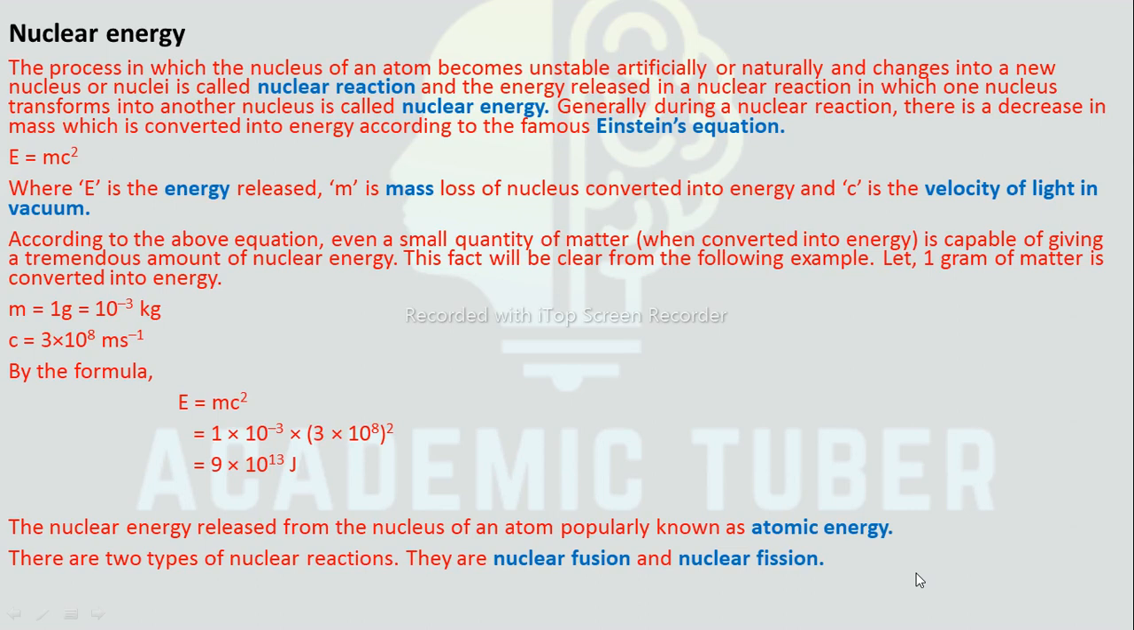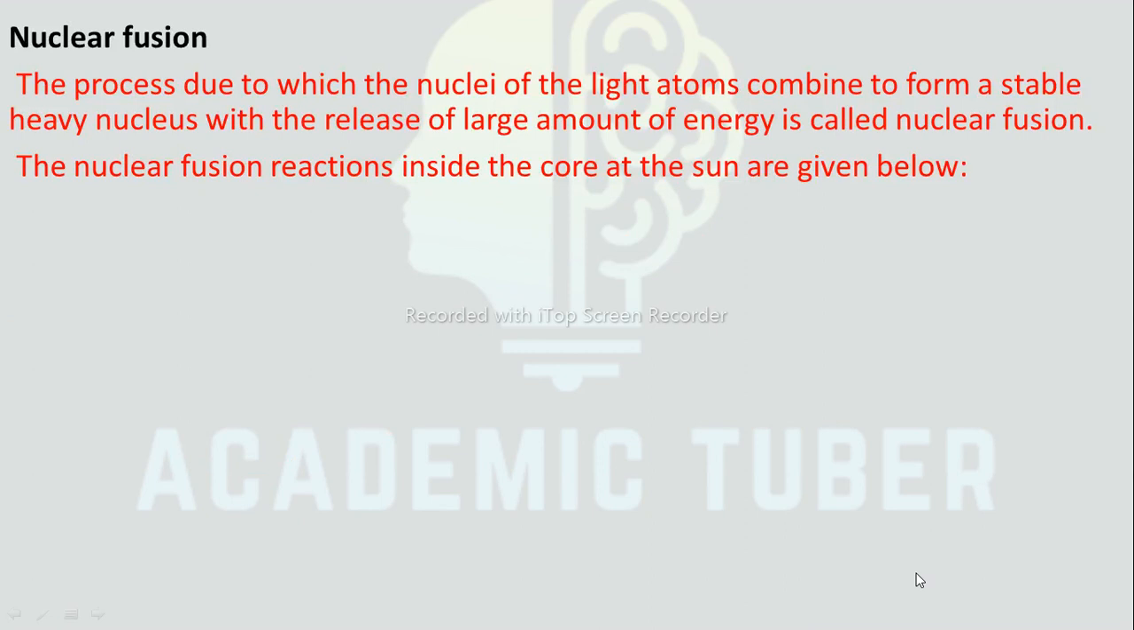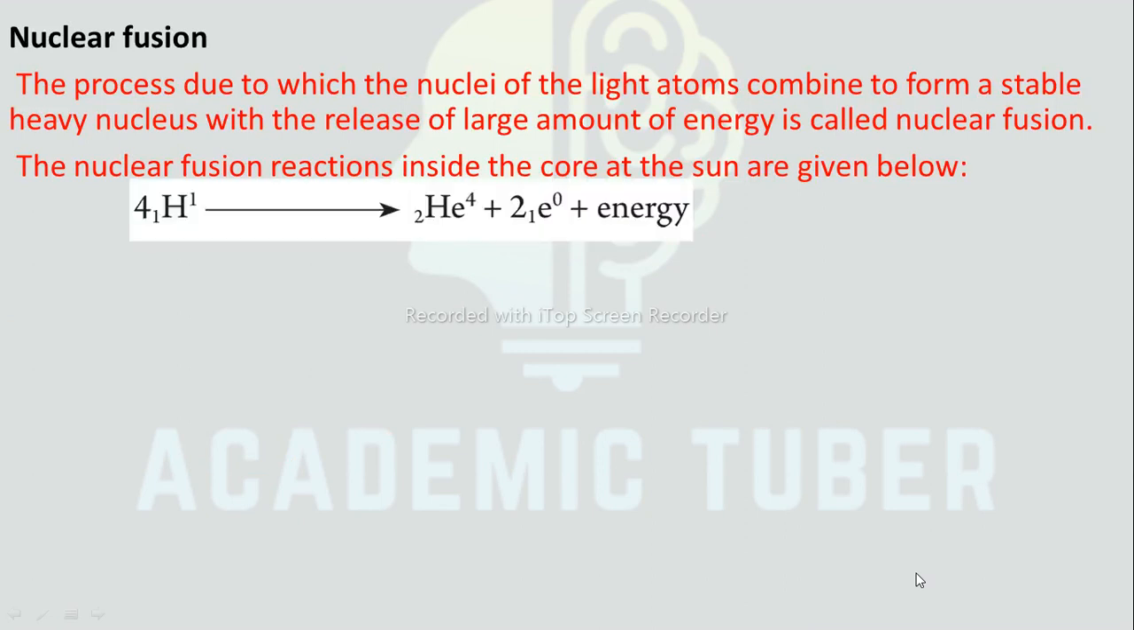There are two types of nuclear reaction. They are nuclear fusion and fission reaction. Nuclear fusion: the process due to which the nuclei of light atoms combine to form a stable heavy nucleus with the release of a large amount of energy is called nuclear fusion.